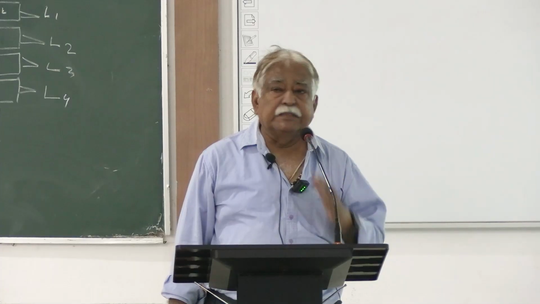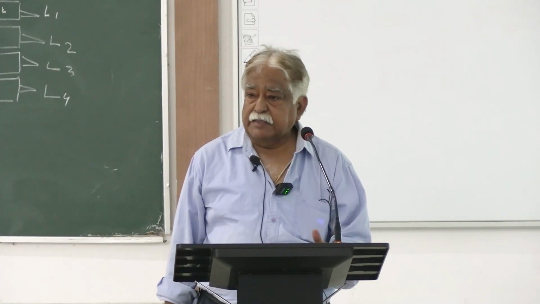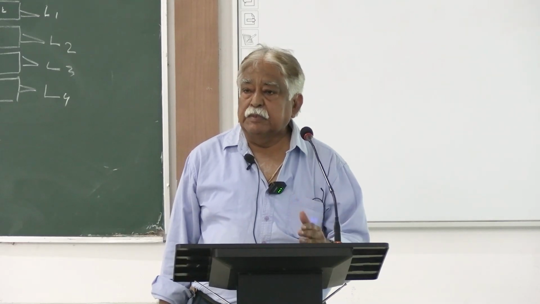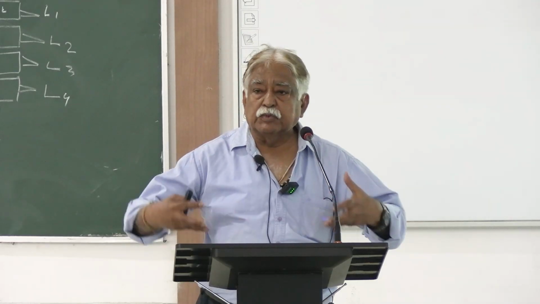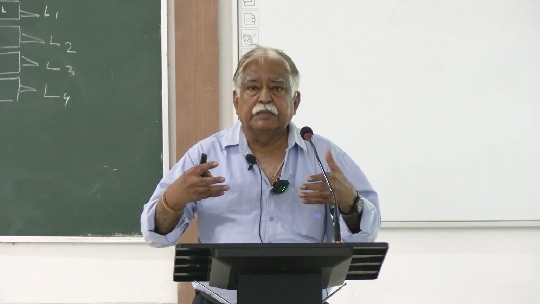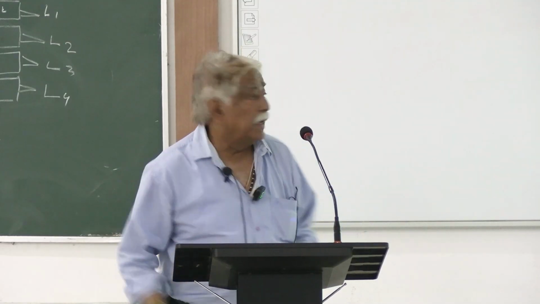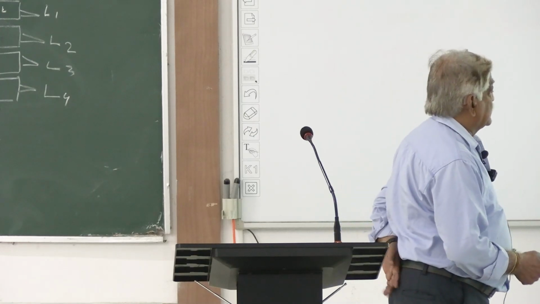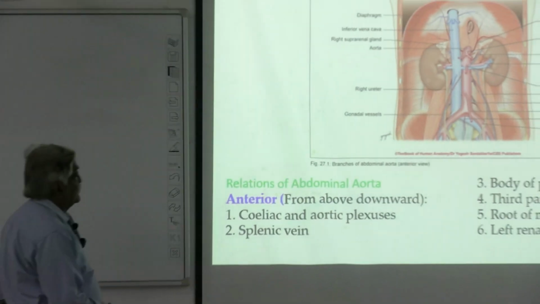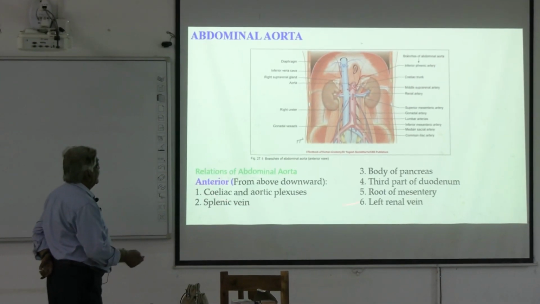That means it is supplying... this is the renal artery, this is the artery to the pancreas, then this is the gastric artery, that is the duodenal arteries. Then naturally, you just go and draw the total thing and label it. And see, the celiac and aortic plexus, splenic vein, and body of the pancreas, third part of the duodenum, root of the mesentery, and left renal vein. This is the relations of the abdominal aorta.